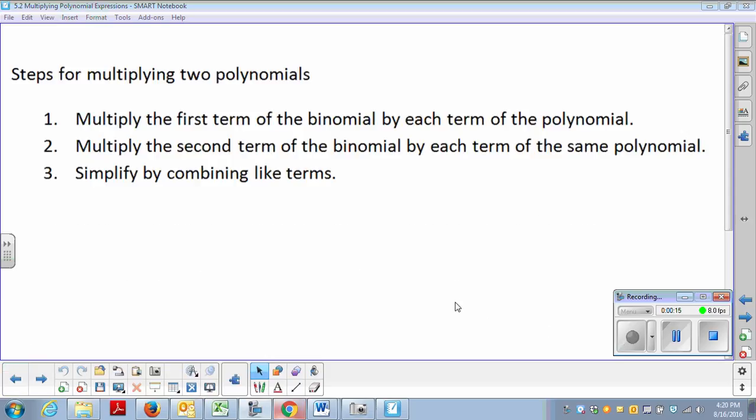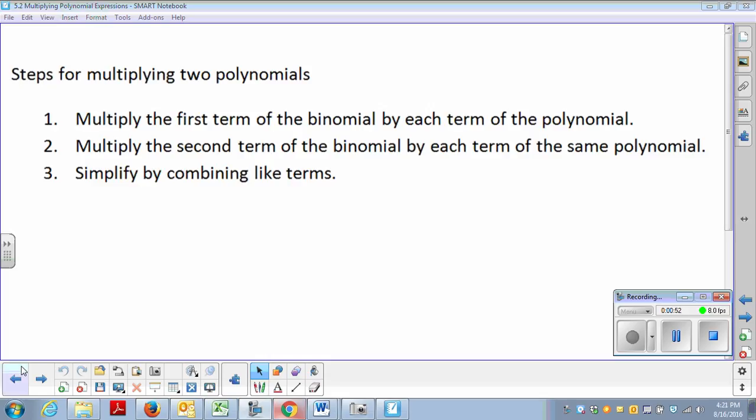First thing you want to look at is the steps for multiplying two polynomials, whether they be a binomial or a polynomial or what have you. First thing you want to do is multiply the first term of the binomial by each term of the polynomial. The second thing you want to do is multiply the second term of the binomial by each term of the same polynomial. And last, you want to simplify by combining like terms.